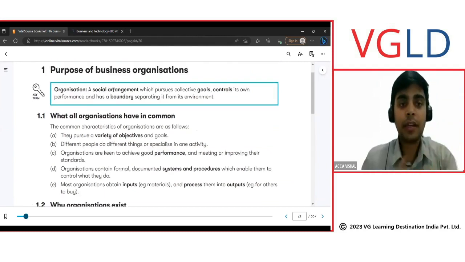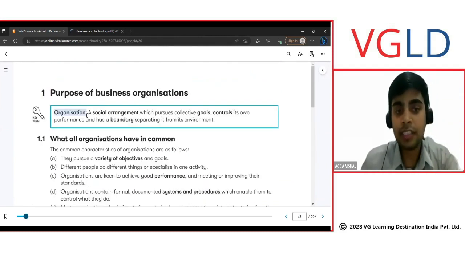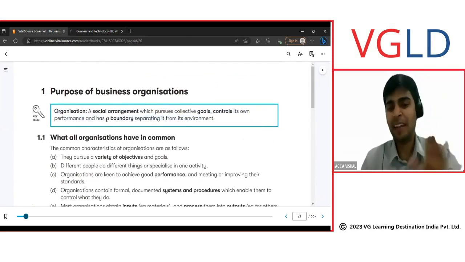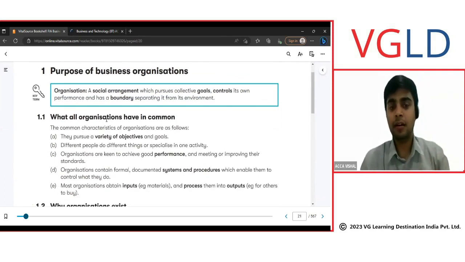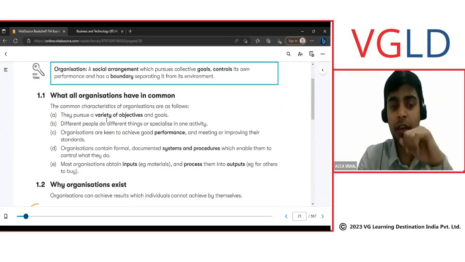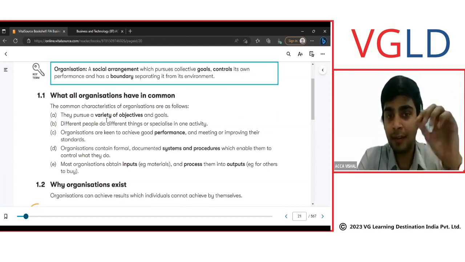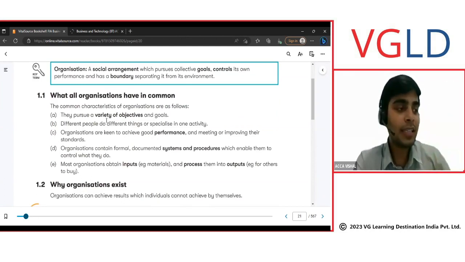So let me read a definition for you. Organization: a social arrangement which pursues collective goals, controls its own performance, and has a boundary separating it from its environment. A very difficult and very technical definition. So I don't think that you guys are getting any understanding out of this.